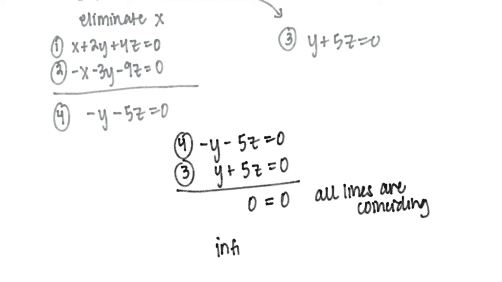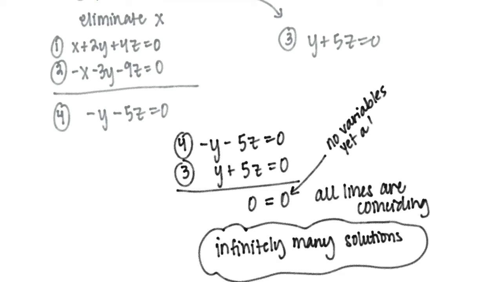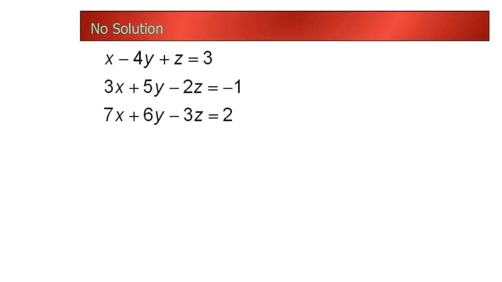Which gives us infinitely many solutions. Hope I said that right. Infinitely many solutions. An infinite number of solutions. So because this is no variables, yet a true statement, infinitely many solutions. So when would we get no solution?